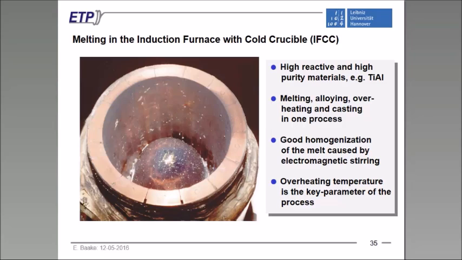The big advantage is that we can realize the melting process itself, the alloying, the overheating and casting in one process step. And of course we have also this very intensive stirring inside the melt caused by the Lorentz forces, and this leads also to a very homogeneous temperature distribution. This is the cold crucible furnace.